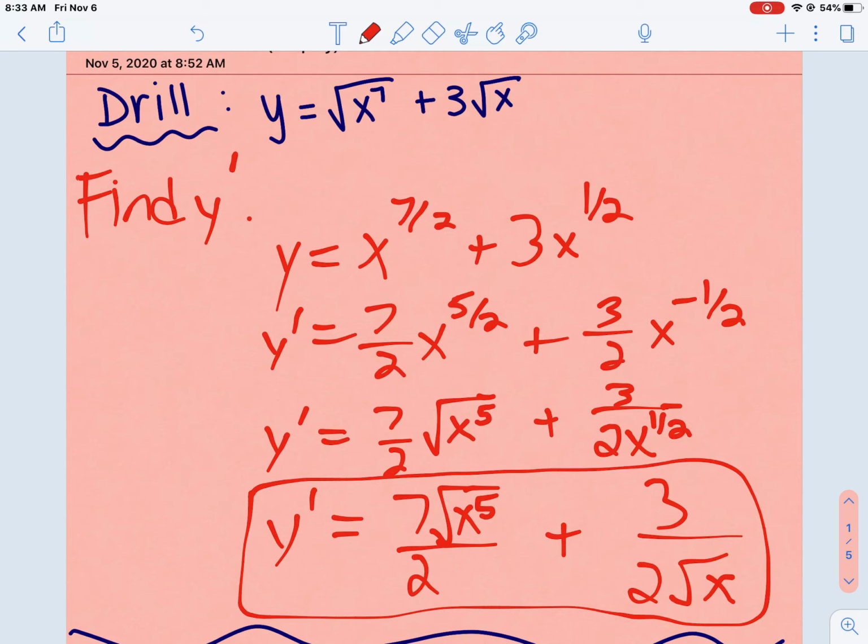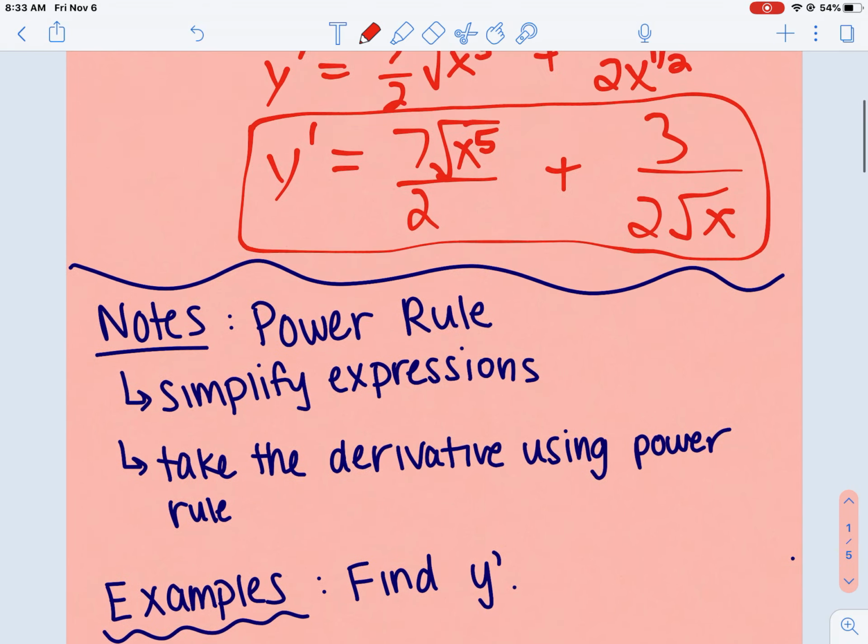Now, if I said find f prime of 1, you plug in 1 for x, you get 7 halves plus 3 halves, which is 10 halves or 5. So just a heads up that that's still in play.